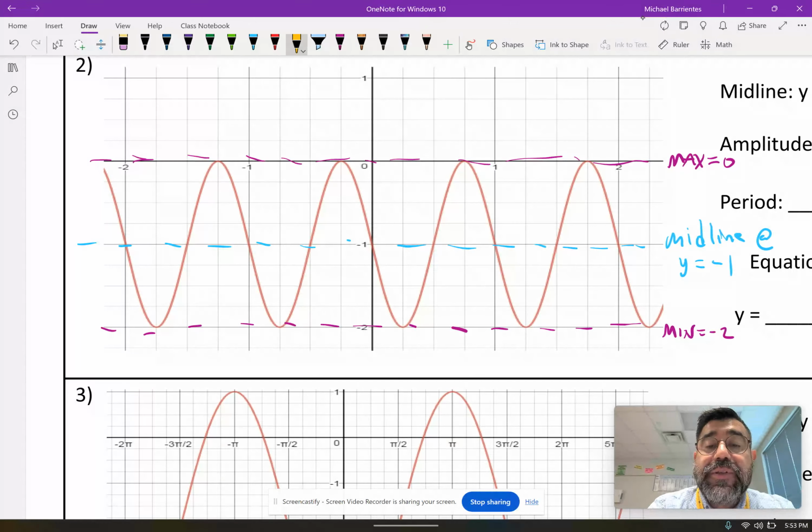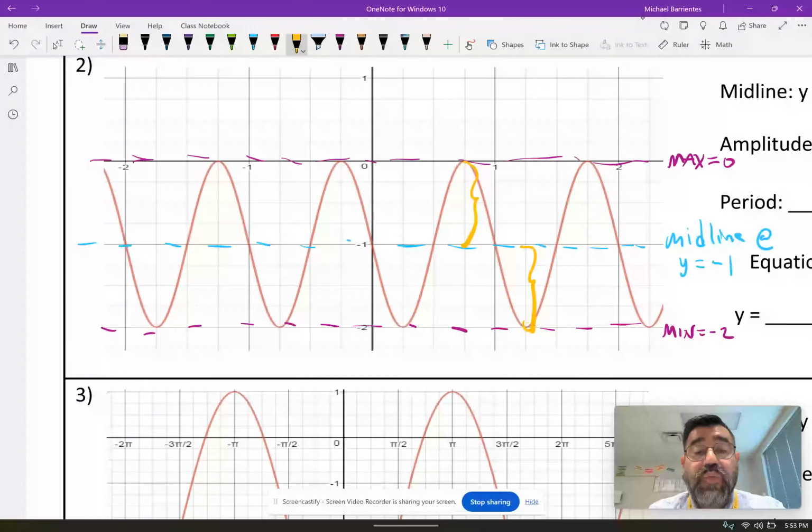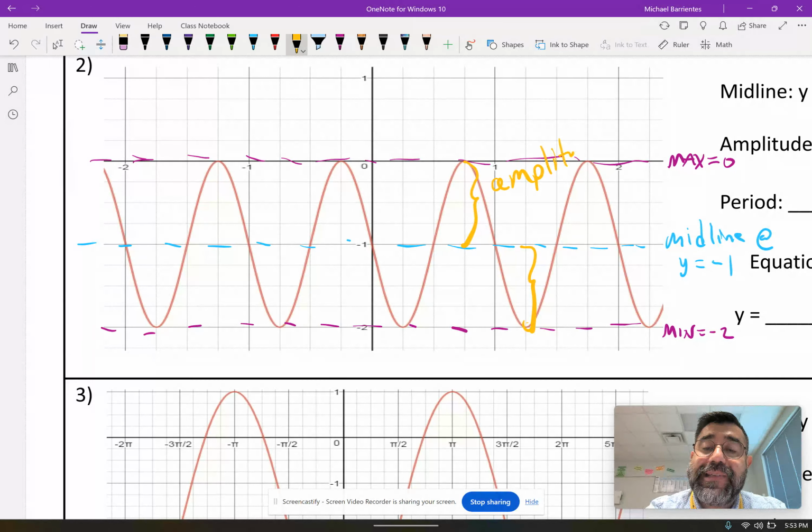Sure. The amplitude would be the distance from the maximum to the midline, or from the midline to the minimum, whichever way you want to measure. And either way you measure, it looks like it's 1 unit, right? I see a lot of grid lines, but from 0 to -1, that's 1 unit. From -1 to -2, that's 1 unit. So the amplitude, the distance, the length, is 1.